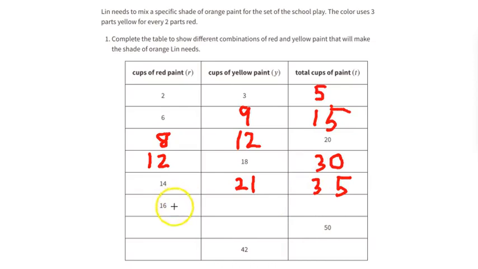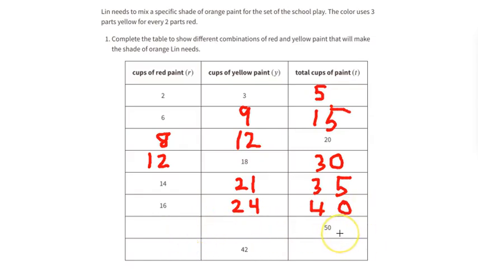So what goes on this one, since this is 16? Yeah, if this is 16, then this has to be 24, right? Because 2 times 8 gets us 16, so 3 times 8 gets us 24, which gives us a total of 40, because 8 times 5 would give us 40.